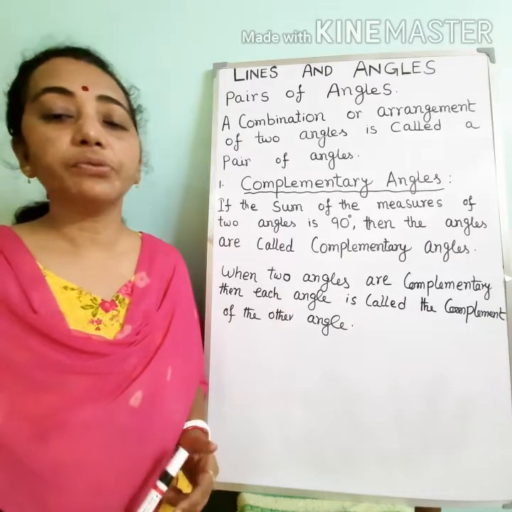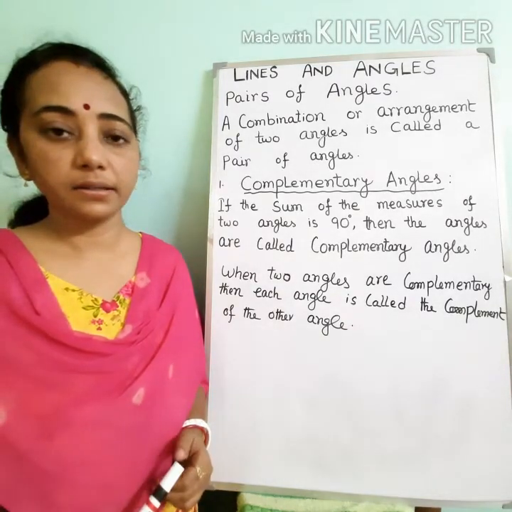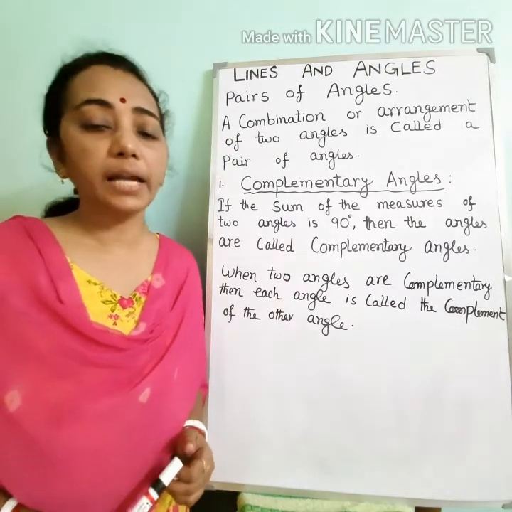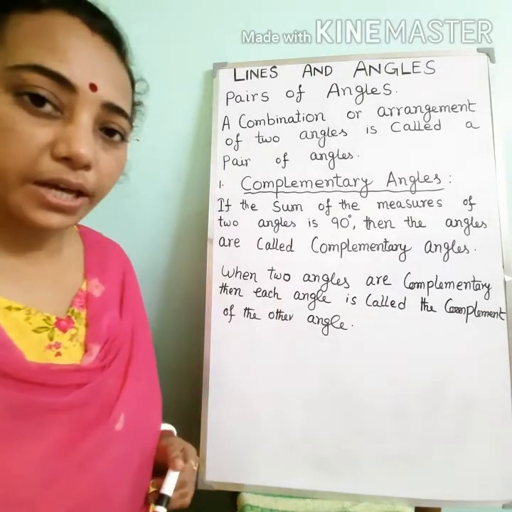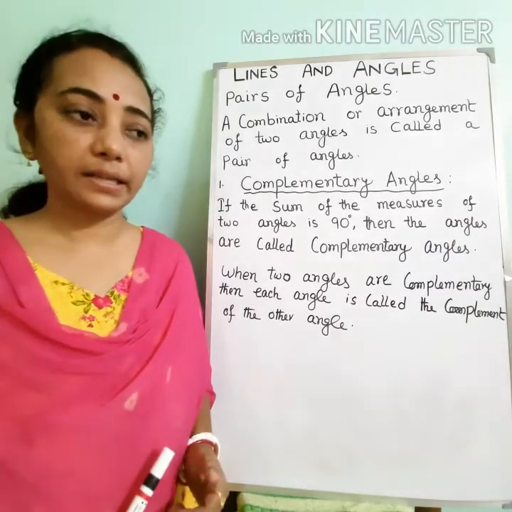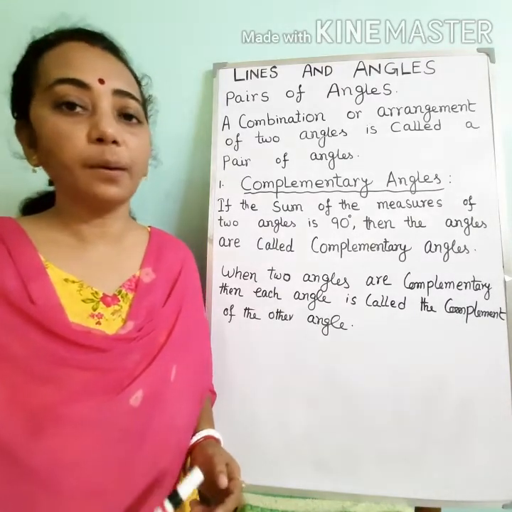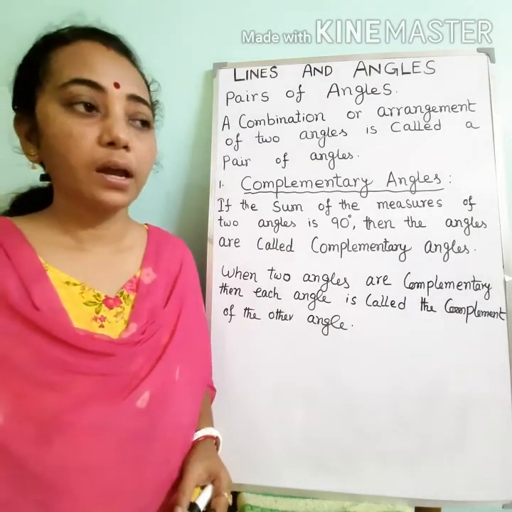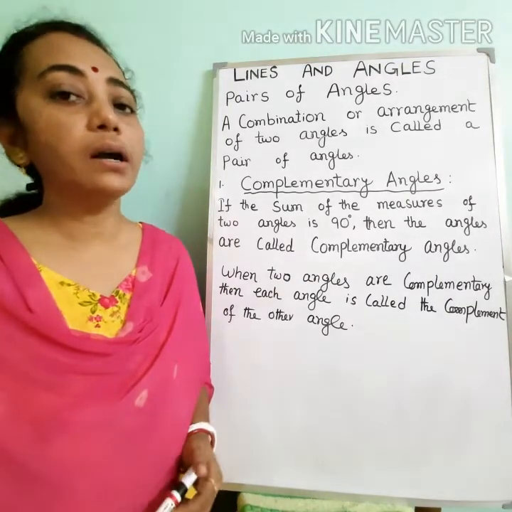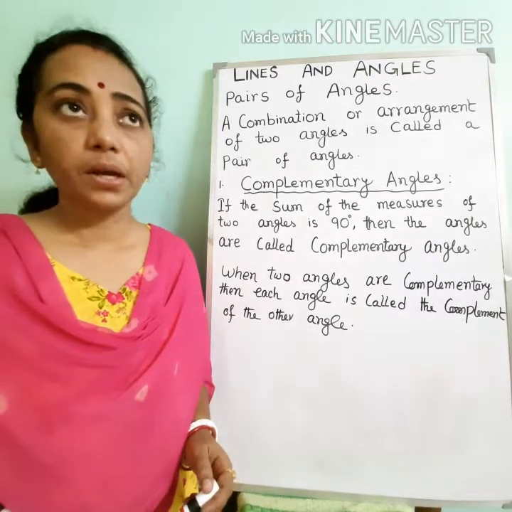In this class, you will learn about the chapter Lines and Angles. In your previous class, you have learned about different types of angles like acute angle, obtuse angle, right angle, straight angle, zero angle, then reflex angle and complete angle. Today, in this class, you will learn about some special pairs of angles.